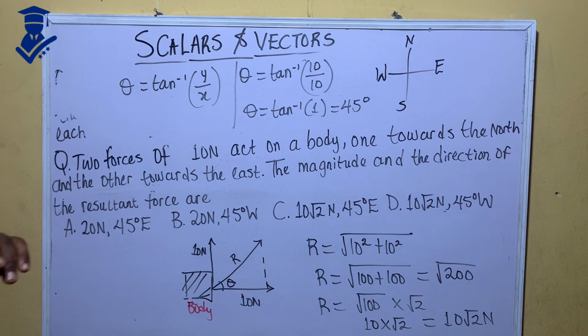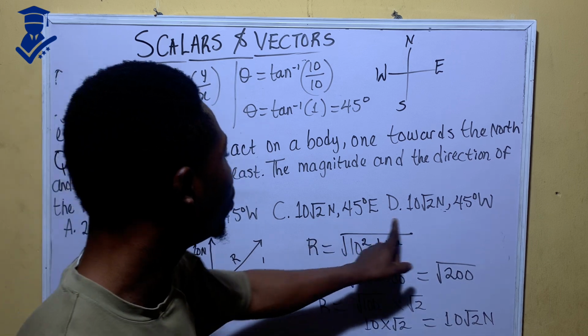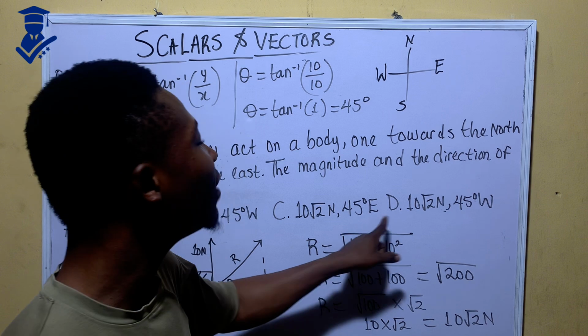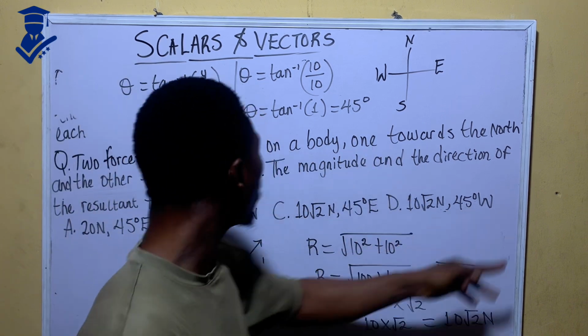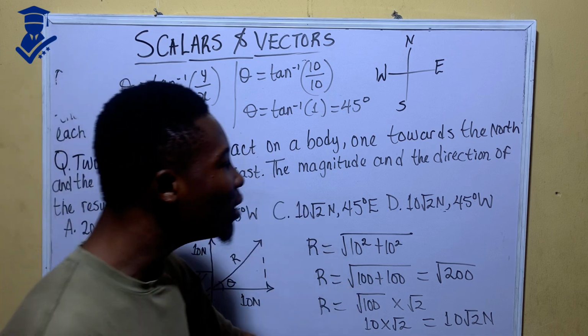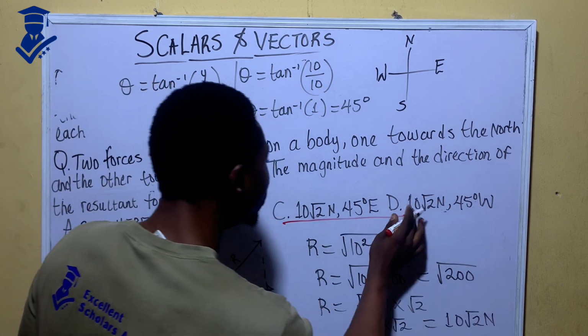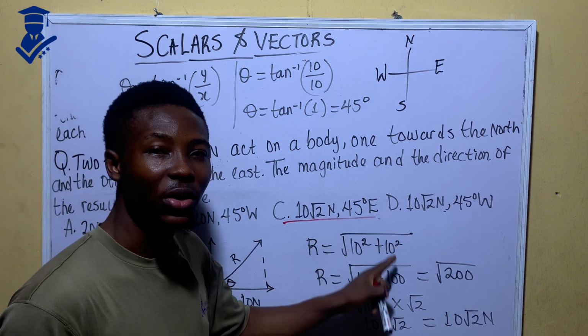So which of these options correlates with this? Between these, this is where we're seeing 10 root 2 Newton in the options. This is 20, this is 20, and this is 10 root 2 Newton, but they have different directions. Now go back to the question: two forces of 10 Newton act on a body, one towards the north and the other towards the east. So our answer is simply option C: 10 root 2 Newton and 45 degrees east.